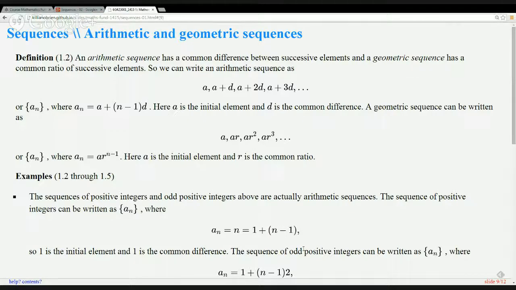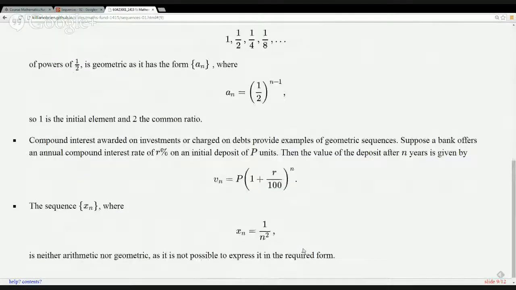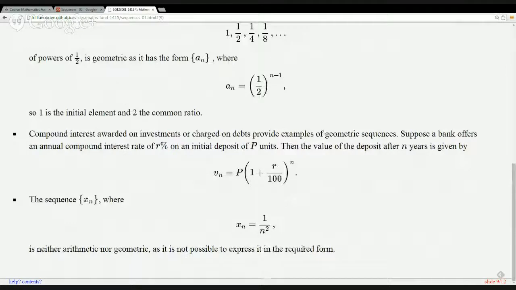The geometric sequence, on the other hand, still has a regular pattern, but this time it's a fixed multiple, not a fixed difference between elements. So the first element might be a, the second one a times r, the third one a times r squared, and so on. And we looked at some examples of those.